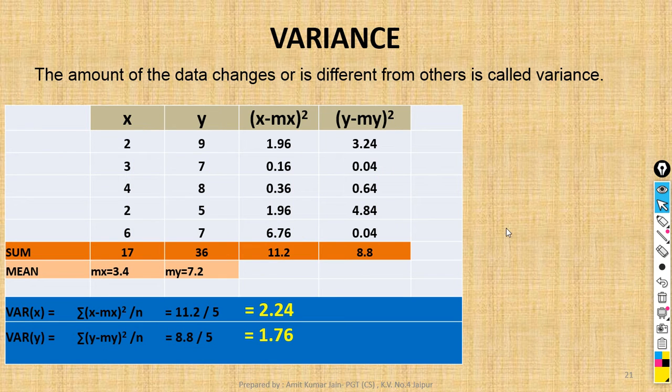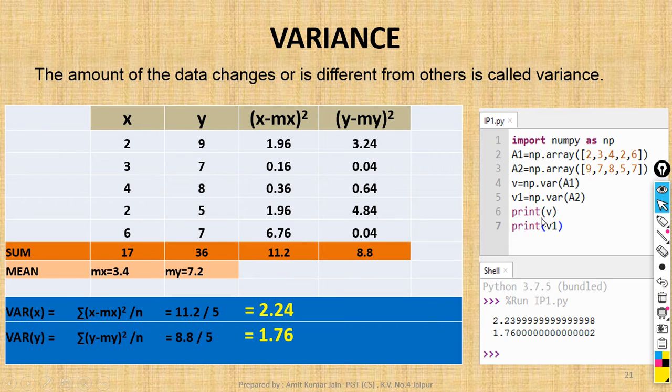In a programming language, we have to use a method called var. Var is a method to find the variance. 2, 3, 4, 2, 6 are stored in array A1, and when we calculate in programming, our method will return the answer as 2.2399, which is approximately equal to 2.24, and for y the variance is 1.76.